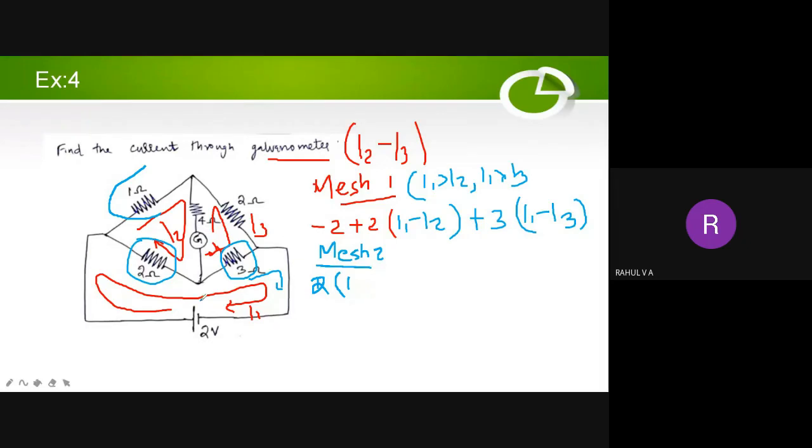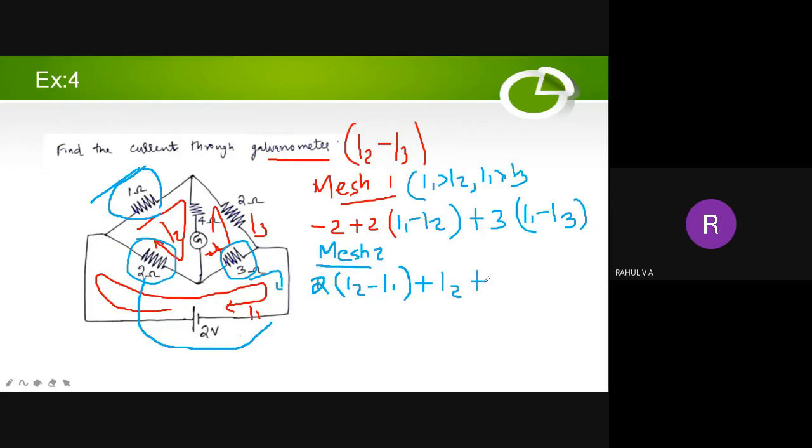Okay, first take this 2 ohm resistor. So 2 into I2 minus I1. Whichever mesh is being analyzed, take the current of that mesh. We are analyzing the second mesh, so the current in the second mesh is I2. So the current in the second mesh minus the current in the first mesh, that is 2 into I2 minus I1, plus. Now we are analyzing this 1 ohm resistor. Through the 1 ohm resistor only one current flows, that is I2. So directly you can write I2.